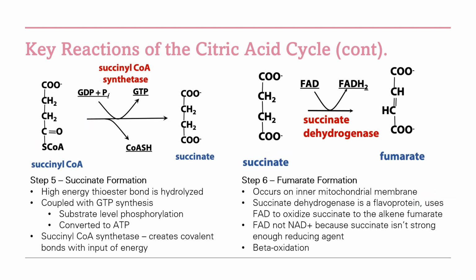In step 5, the high-energy thioester bond is hydrolyzed, releasing a decent amount of energy that is coupled with GTP synthesis. GTP is another high-energy molecule like ATP that is involved in substrate-level phosphorylation. Later, this GTP can be used to phosphorylate an ADP molecule to produce ATP. The enzyme in this step is a synthetase, meaning it creates covalent bonds with the input of energy. It's important not to mix these up with synthases, which do not require the input of energy to create covalent bonds.